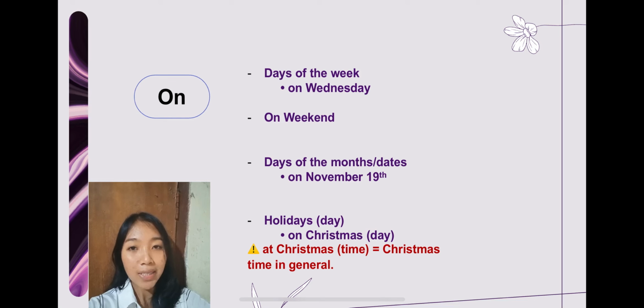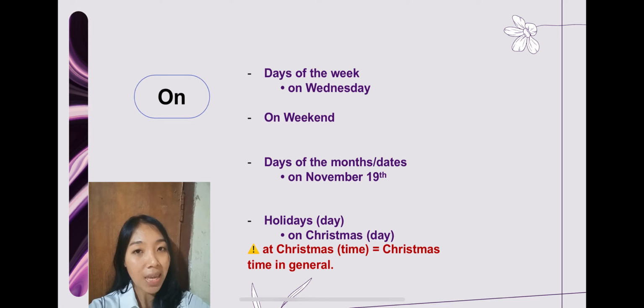The next one is on. When should we use on? We use on for days of the week, on Wednesday, on weekend. For days of the month, on November 19th. For holidays, on Christmas. But this means on Christmas Day, because when you mean Christmas time in general, you should use at Christmas instead.